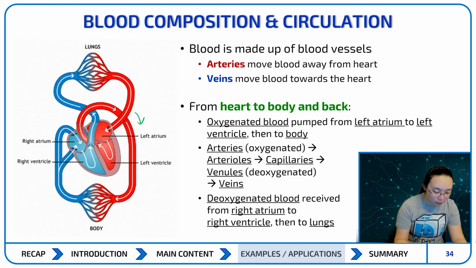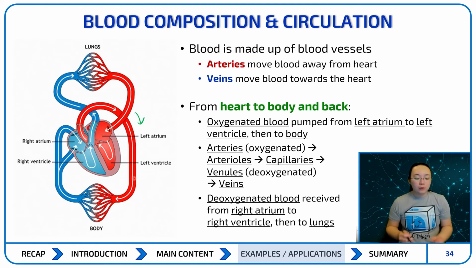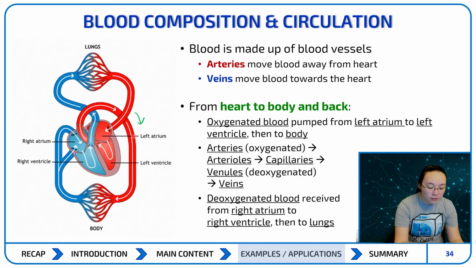Let me just get the laser pointer. So we have oxygenated blood here. It's pumped from the left atrium to the left ventricle, and from the left ventricle, it goes out to the aorta and then to your arteries, which are oxygenated. Those arteries then get split up into a bunch of arterioles, and those arterioles then get split up into your capillaries.